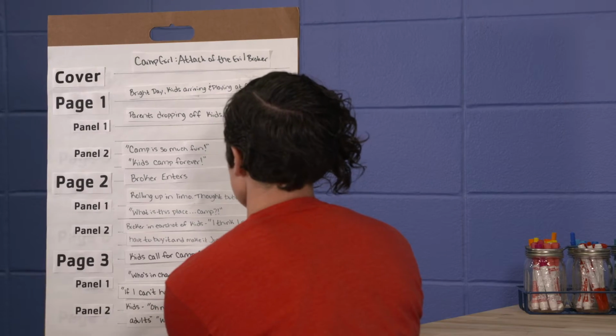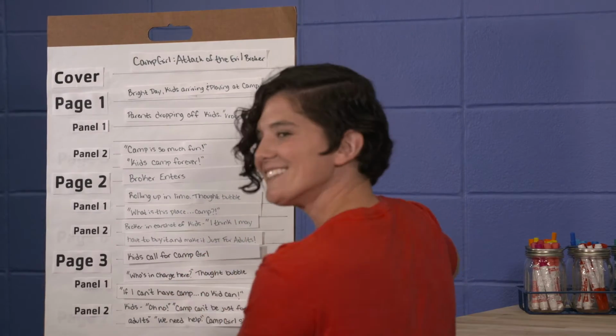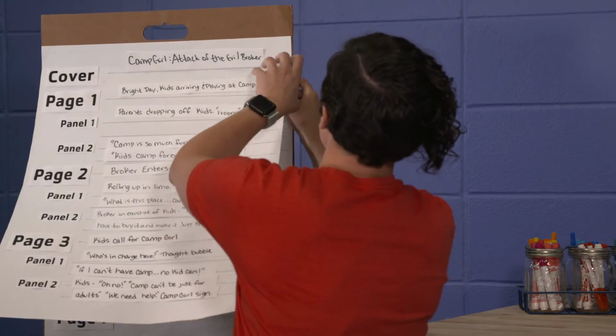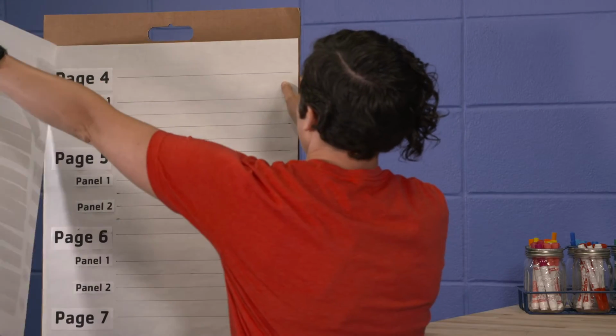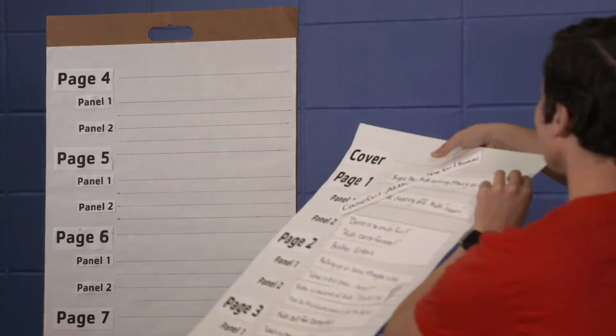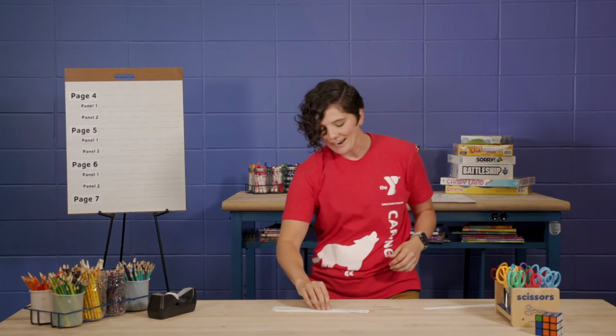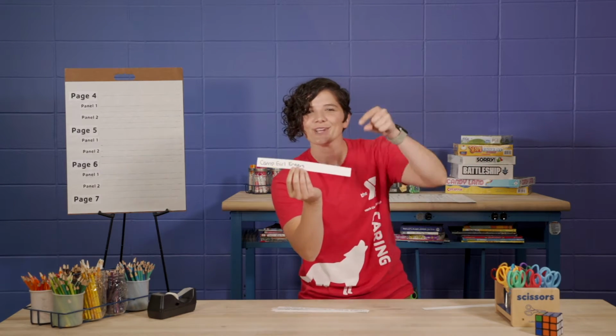All right, let's work to flip to the next page. So pull it off. There we go. I'm gonna set this back here for future. All right, page 4 enters Camp Girl.